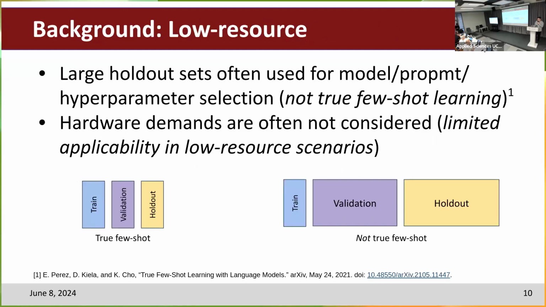It is also worth noting that often large holdout sets are used for model or prompt or hyperparameter selection, which violates the assumption of true few-shot learning, where such a large holdout or validation set is not accessible. And hardware demands are often not considered, which limits the applicability of the approaches in low resource scenarios, which is especially important given that pre-trained language models tend to be computationally heavy.